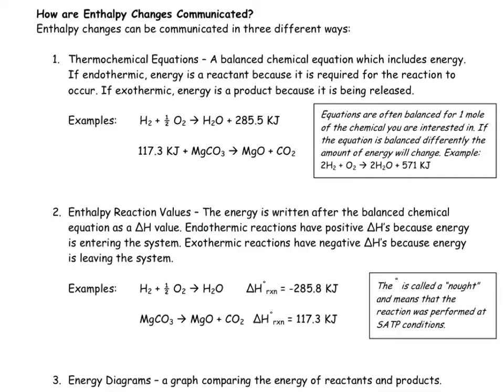Enthalpy changes can be communicated in 3 different ways by scientists. First, by using a thermochemical equation. It's just a balanced chemical equation which includes energy. If the change is endothermic, energy is a reactant because it's required for the reaction to occur. If it's an exothermic change, you place energy as a product because it is being released.